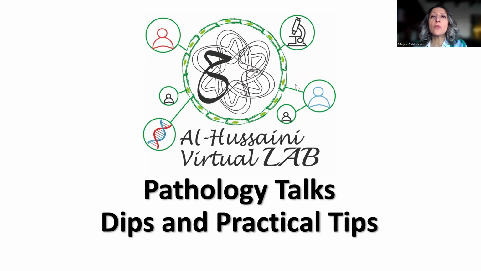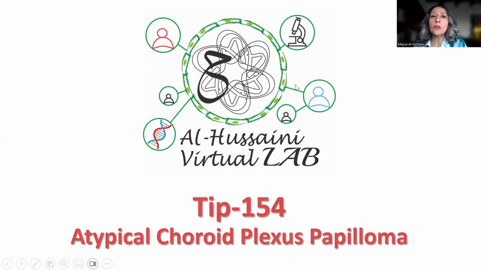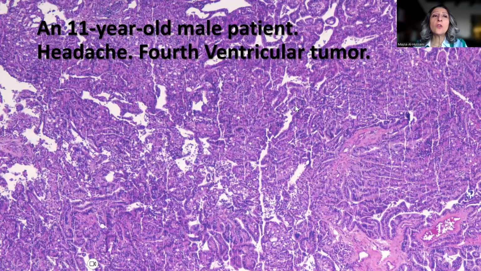What I'm going to be sharing with you today is a nice example of atypical choroid plexus papilloma. This is a case of an 11-year-old male patient who presented with headache and was found on investigation to have a fourth ventricular tumor. And as you can see here from the low power magnification, there is some vague papillary architecture. However, there are some other solid areas that are intermingling with the papillary architecture.